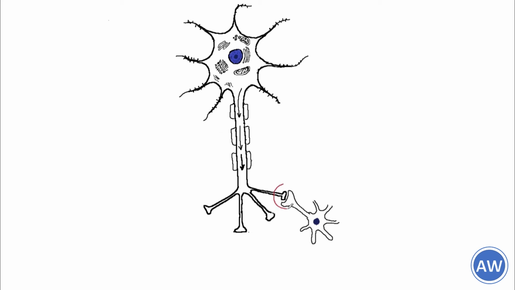Now a synapse is a specialized intercellular junction that permits communication between the neurons in the central nervous system or a neuron and an effector cell, that is another neuron, a muscle cell or a gland cell in the peripheral nervous system. Now we shall talk about the synapse in detail in subsequent classes.